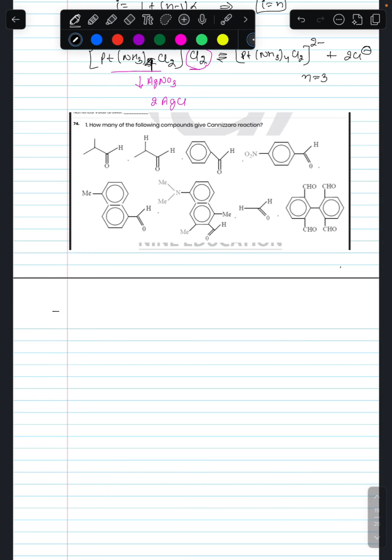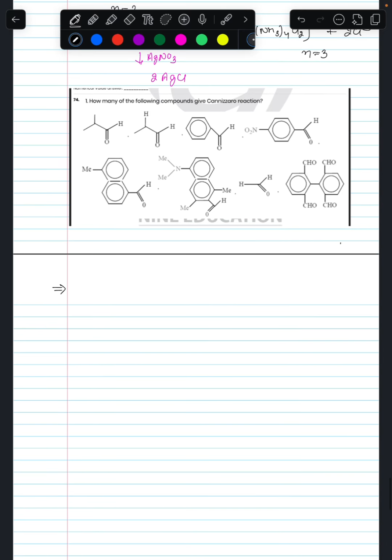Next is a question based on the Cannizzaro reaction. Which of the following compounds will give the Cannizzaro reaction? The Cannizzaro reaction is shown by those compounds in which the carbon next to the C=O has no alpha hydrogen. It should have no alpha hydrogen.